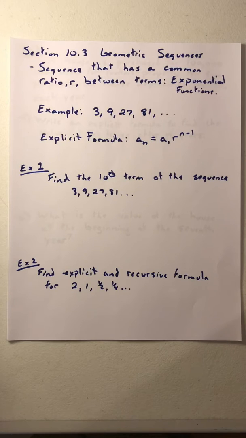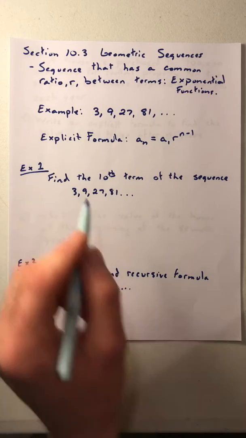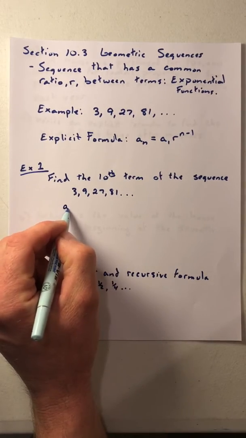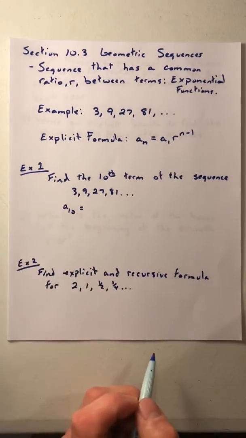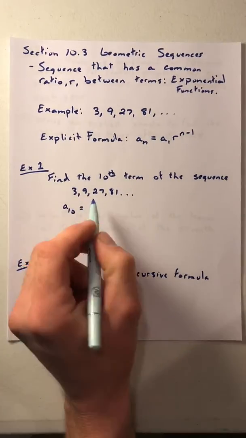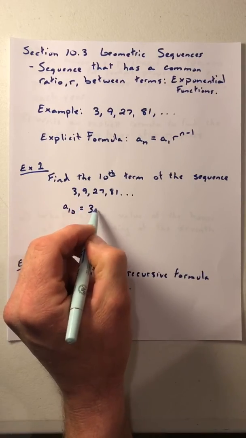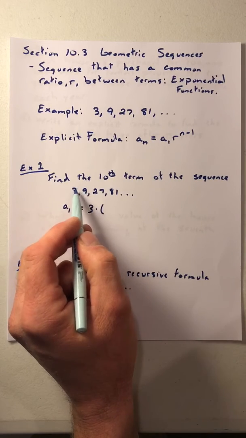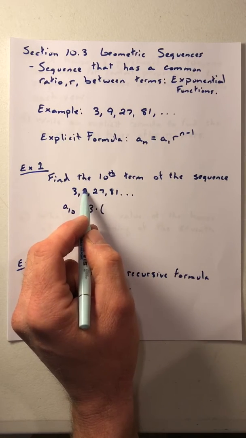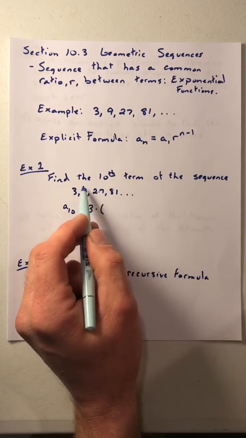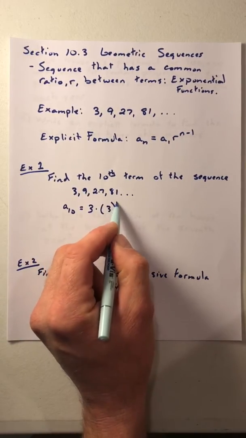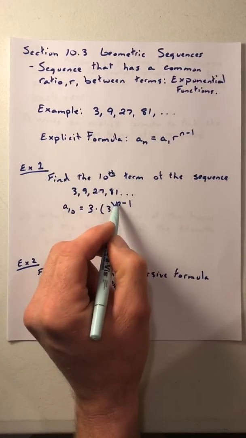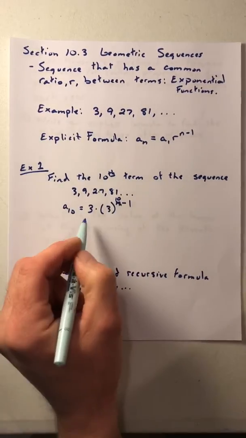So in example 1, we're going to go ahead and find the 10th term of the sequence 3, 9, 27, 81. In order to find the 10th term, I know the number of terms is going to be 10, and that's going to equal my first term, 3, times my common ratio. Again, my common ratio from 3 to 9 is 3. So again, I can take 9 divided by 3 gives me 3. 27 divided by 9 gives me 3 as my common ratio, to the n minus 1, where I know n is going to be 10.